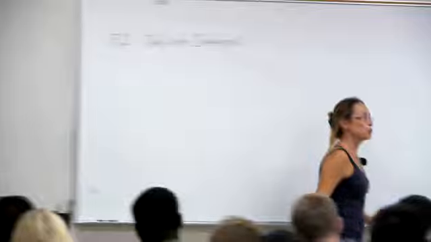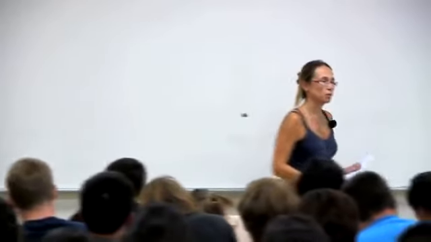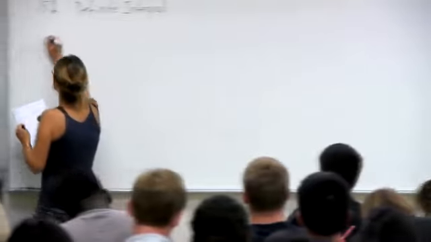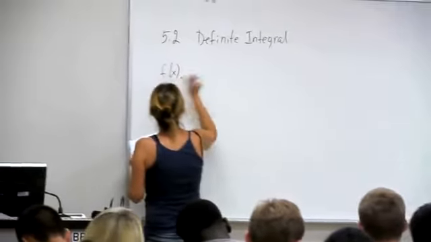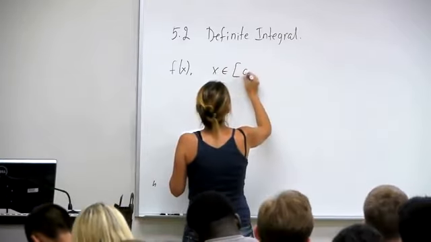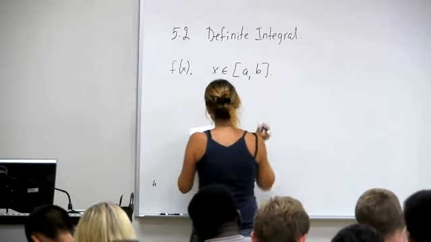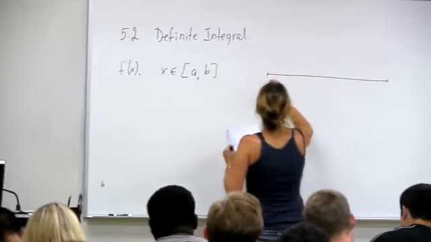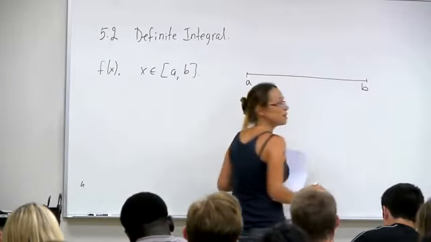So we'll start from a very important definition. We'll define a definite integral. Let's assume that we have a function f defined on an interval a, b. Then we take this interval and form a partition.